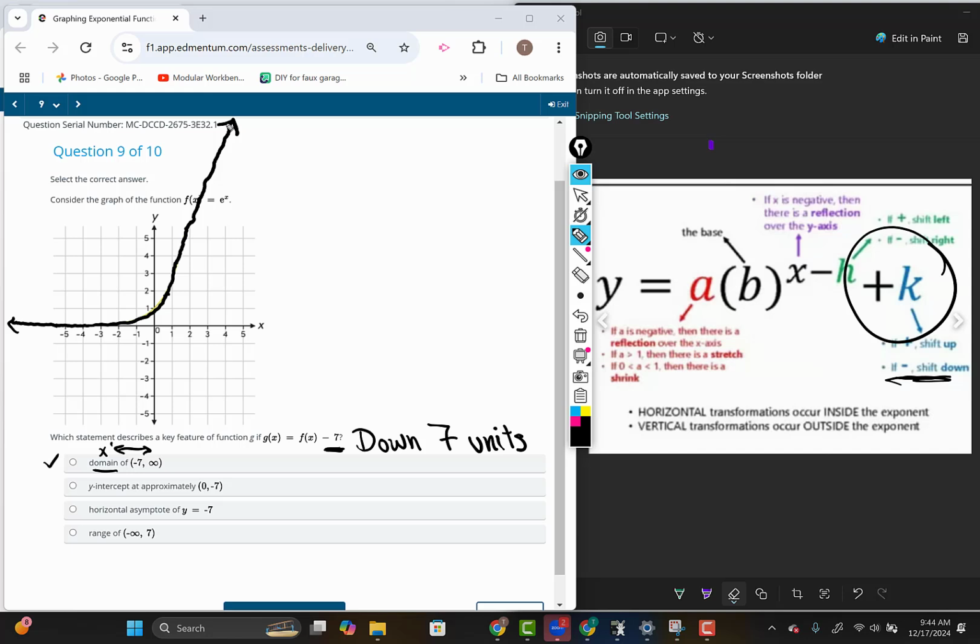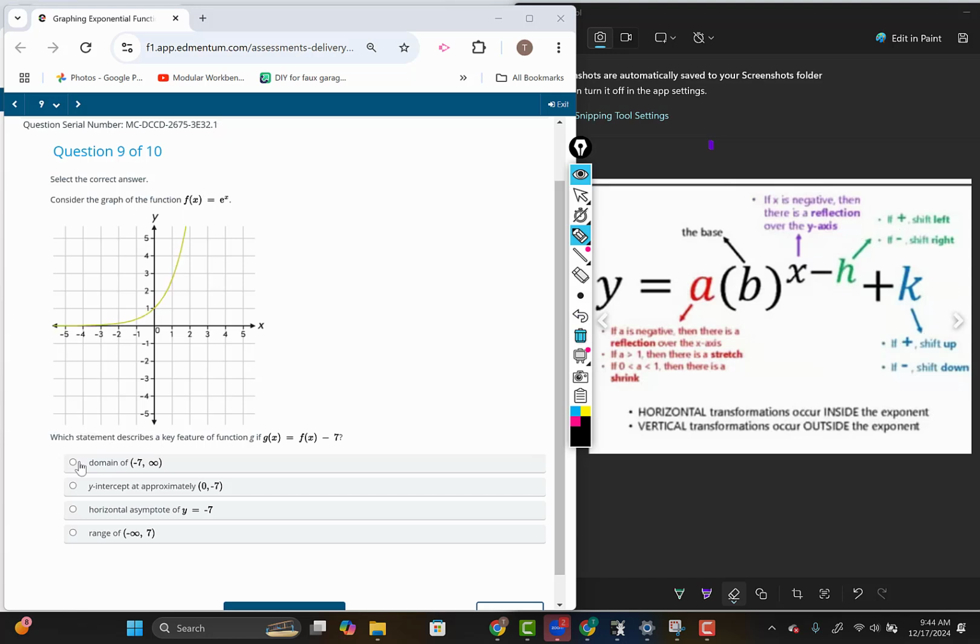So visually, I take that exact same graph and shift it down 7 units. Will it affect how far left and right it's going? No. If I take that graph and move it down however many units, it's still going to be going left and right forever there. So answer choice A, we can rule out.